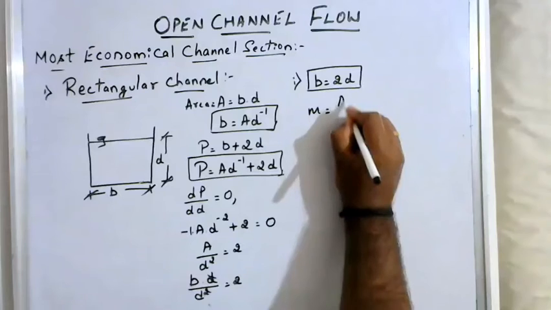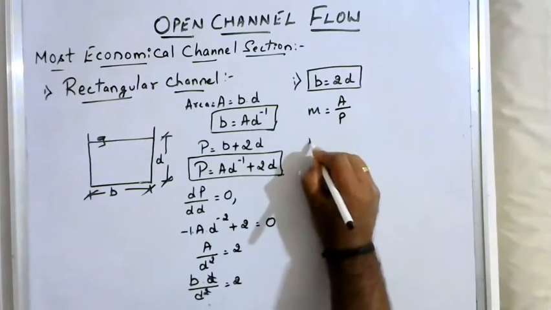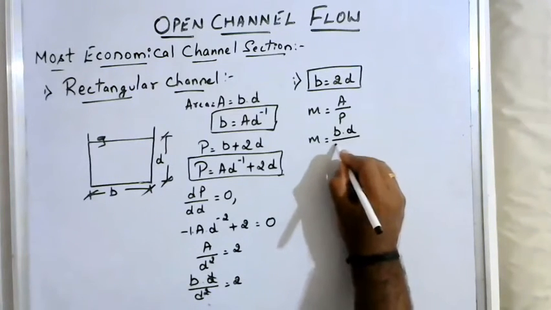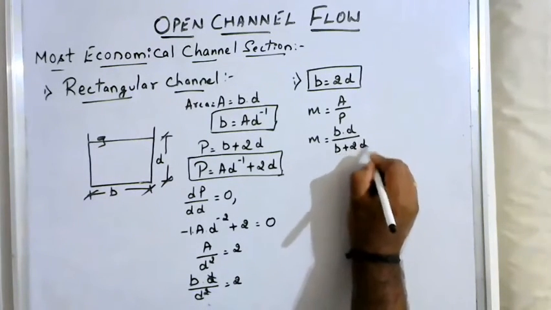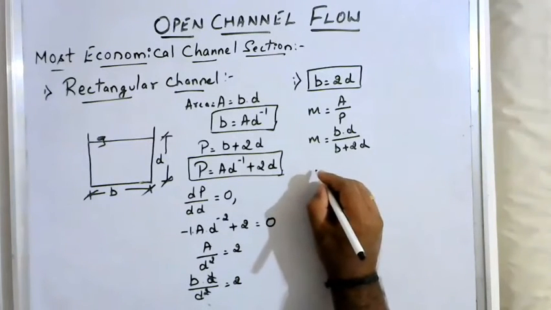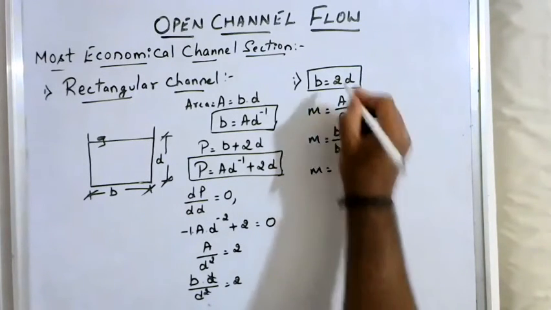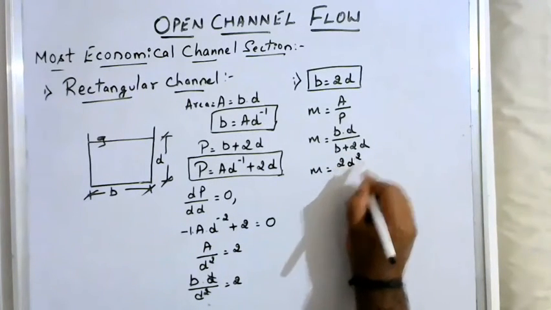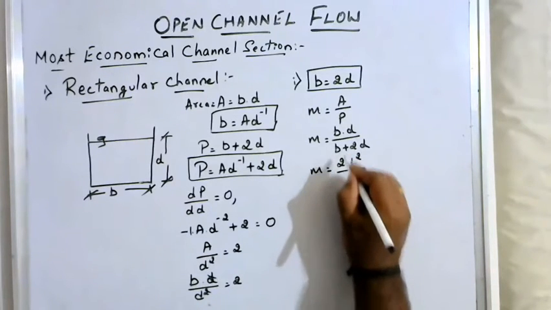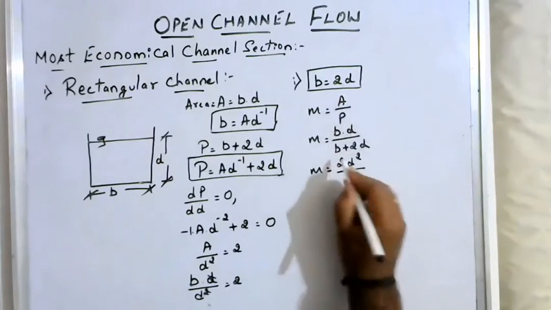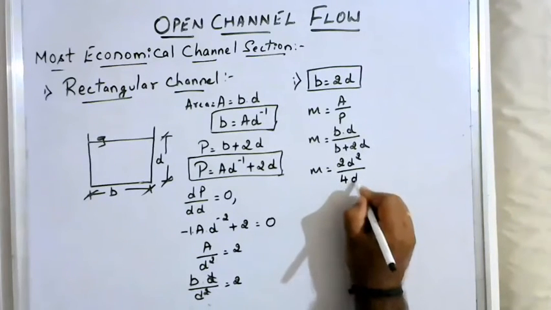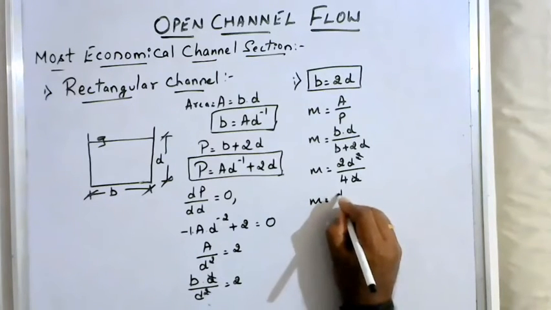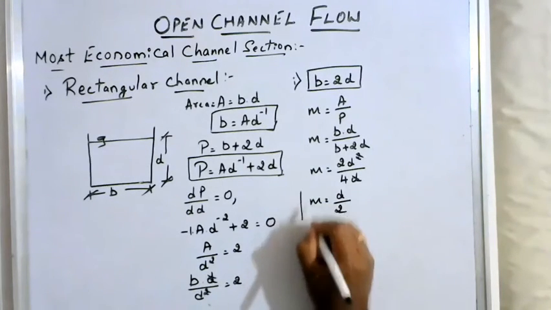M is equal to area divided by wetted perimeter, that is M is equal to area, which is b into d, divided by wetted perimeter, which is b plus 2d. This one I have used here. Then further I can write M is equal to, what is b here? b is 2d, so 2d into d becomes 2d square divided by b plus 2d, that is 2d plus 2d, which is 4d. If you simplify, d square with d cancel, and M becomes d divided by 2.